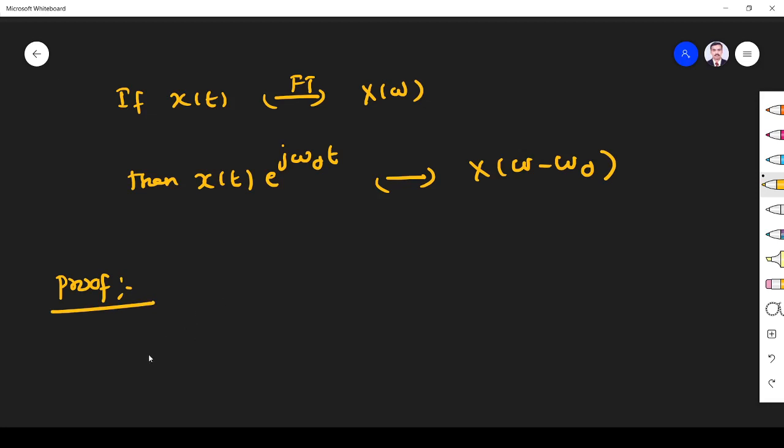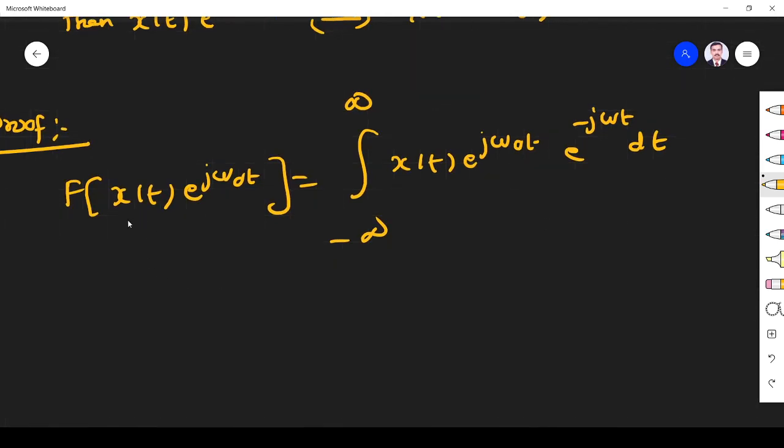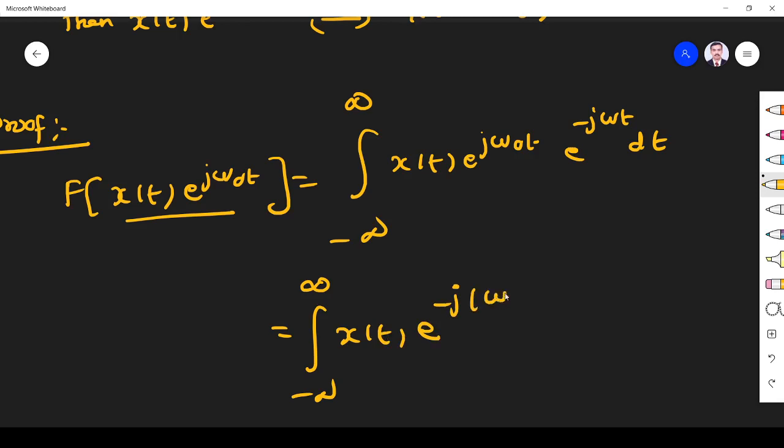So what we have to find is the Fourier transform of x of t into e power j omega naught t. We know that the Fourier transform equation is the integral from minus infinity to plus infinity of x of t e power minus j omega t dt. Instead of x of t we have x of t into e power j omega naught t. So simplify this: x of t e power minus j, you take outside, omega minus omega naught, t dt.